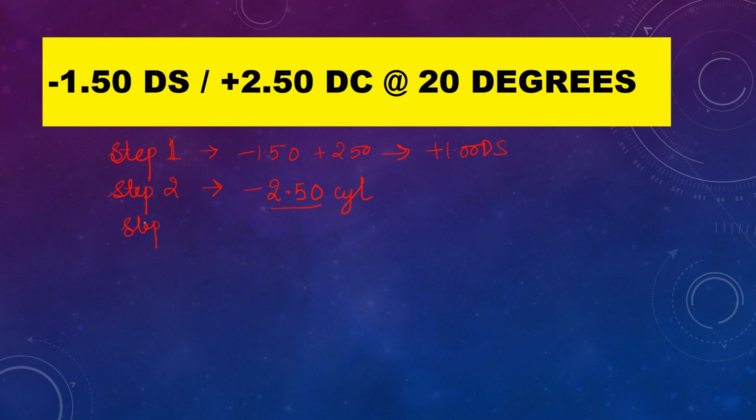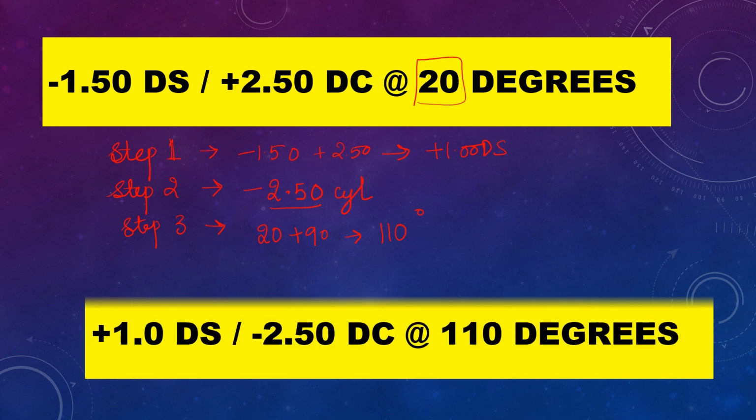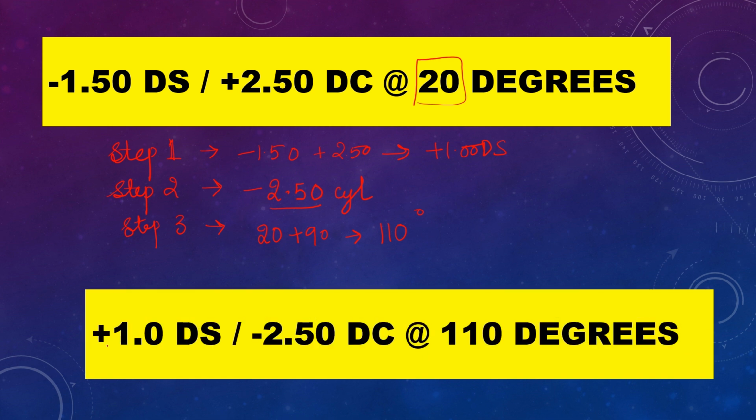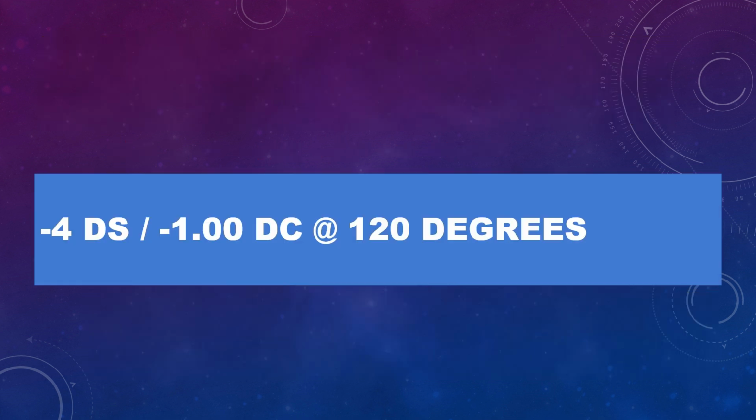In step 3, we decide the axis. The axis here was initially 20, which is less than 90. So we are going to add 90 to 20, and the axis will be 110 degrees. Now what will be your final prescription? The final transposed prescription will be plus 1 diopter spherical, minus 2.50 cylinder, and the axis is 110 degrees.